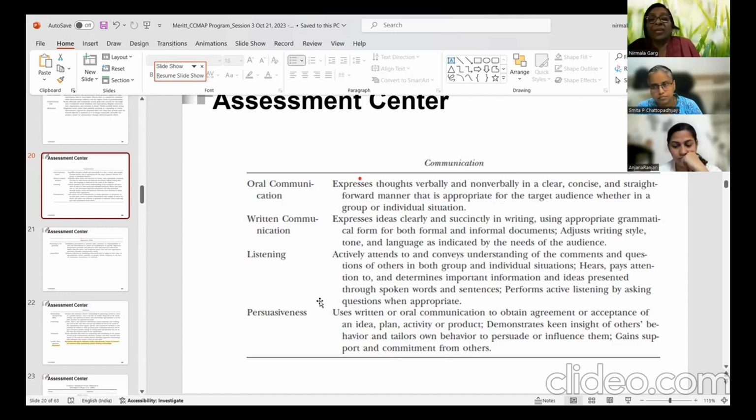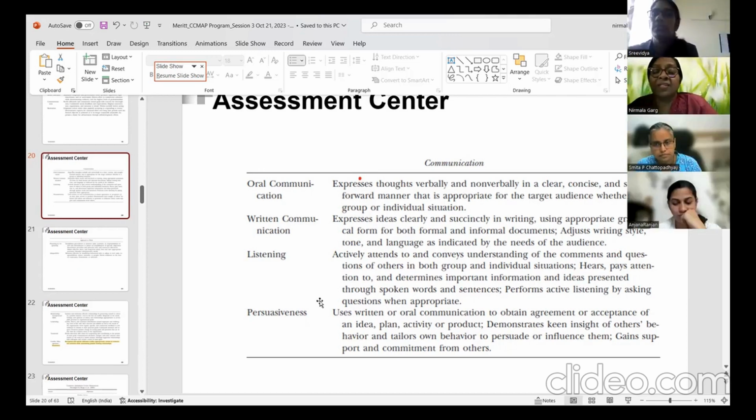So then these are those behavioral indicators which will indicate, for example, expresses thoughts verbally, non-verbally in a clear, concise, straightforward manner that is appropriate for the target audience. Where is he on a scale of 1 to 5? That will also demonstrate oral communication. Again, about written communication: how is he expressing ideas clearly, succinctly, in writing, using appropriate language, etc. Listening: actively attends to. Now persuasiveness.